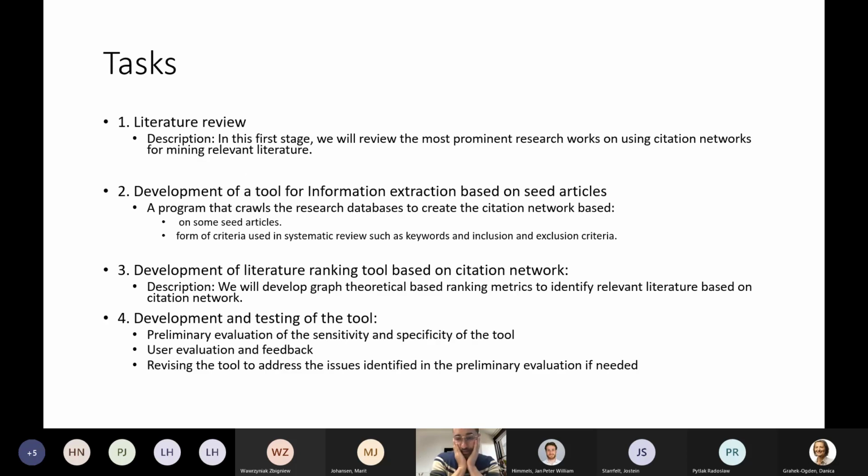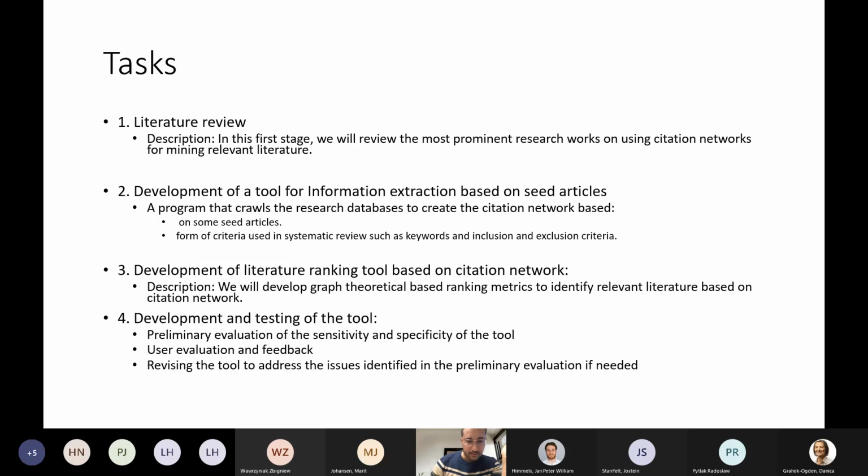So what are the tasks in this work package? The first task would be to conduct a literature review of the state of the art related to this topic, and then the development of a tool for information extraction based on seed articles. And not only seed articles, but criteria for systematic review, such as keywords and inclusion and exclusion criteria, and development of a literature ranking tool based on citation. And the last part will be the testing of the tool, not only in terms of sensitivity and specificity, but also user evaluation and feedback of the tool.